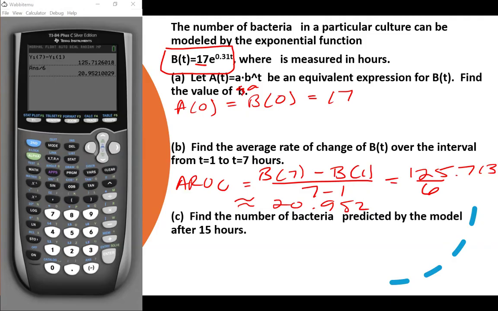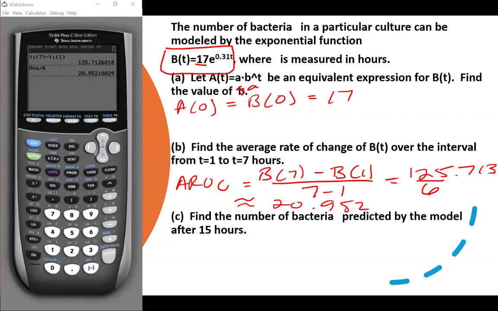Oh, now we just find the number of bacteria predicted by the model after 15 hours. Yeah, that's all we had to do. I just wanted you to be able to understand that the A's are going to be the same when you're finding the model, and then average rate of change can still be calculated. And we're supposed to go over just using the model to find our solutions.